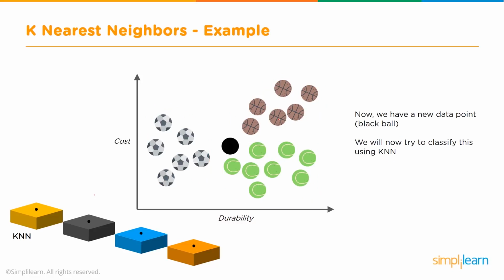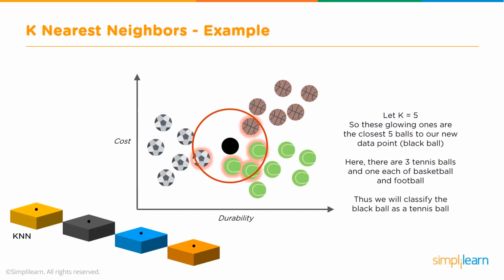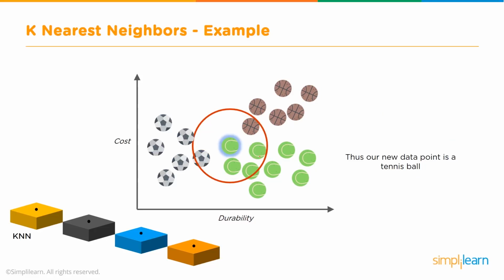Now let's say we have an unknown data point. We have a black spot which can be one kind of the balls, but we don't know what kind it is. So what we'll do, we'll try to classify this using KNN. If we take k equal to 5, we draw a circle keeping the unknown data point as the center, and we make sure that we have 5 balls inside that circle. In this case, we have a football, a basketball, and 3 tennis balls. Now, since we have the highest number of tennis balls inside the circle, the classified ball would be a tennis ball. So that's how k-nearest neighbor classification is done.